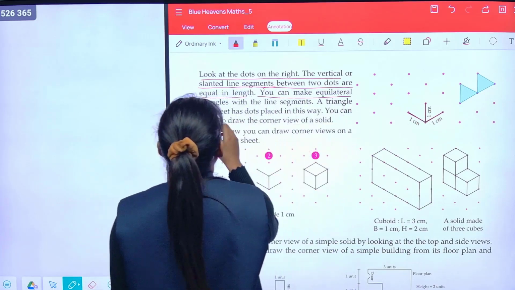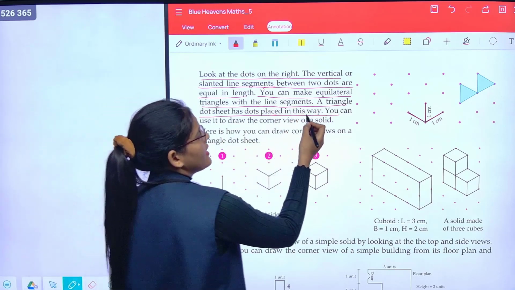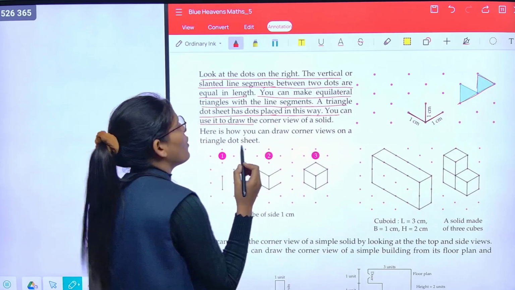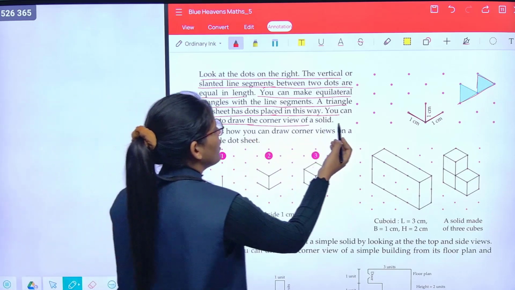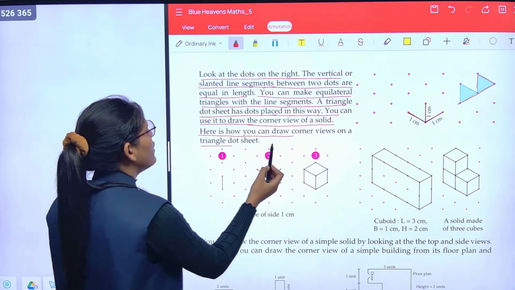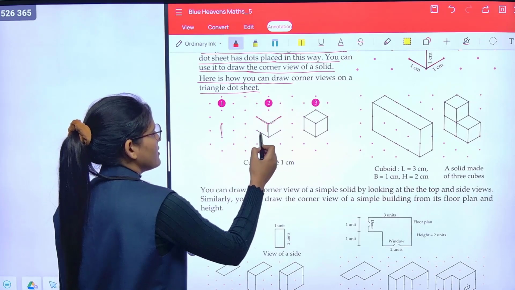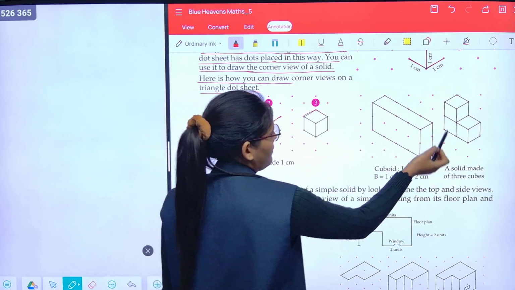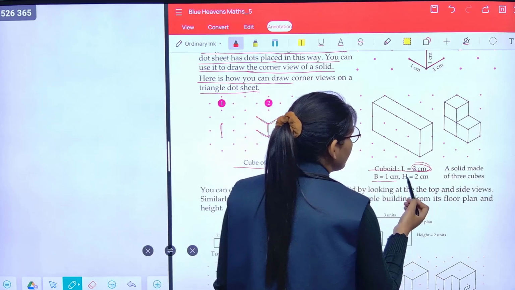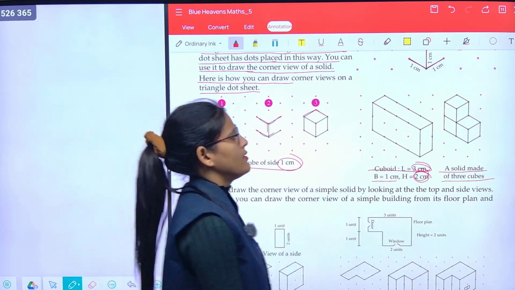You can make an equilateral triangle with the line segments. A triangle dot sheet has dots placed in this way, class. You can use it to draw the corner view of a solid. Here is how you can draw a corner view on a triangle dot sheet. First do this, then this, then this. A cube of side 1 centimeter, a cuboid of length 3 centimeters, breadth 1 centimeter, height 2 centimeters, and a solid made of 3 cubes. See, class: 1, 2 and 3.